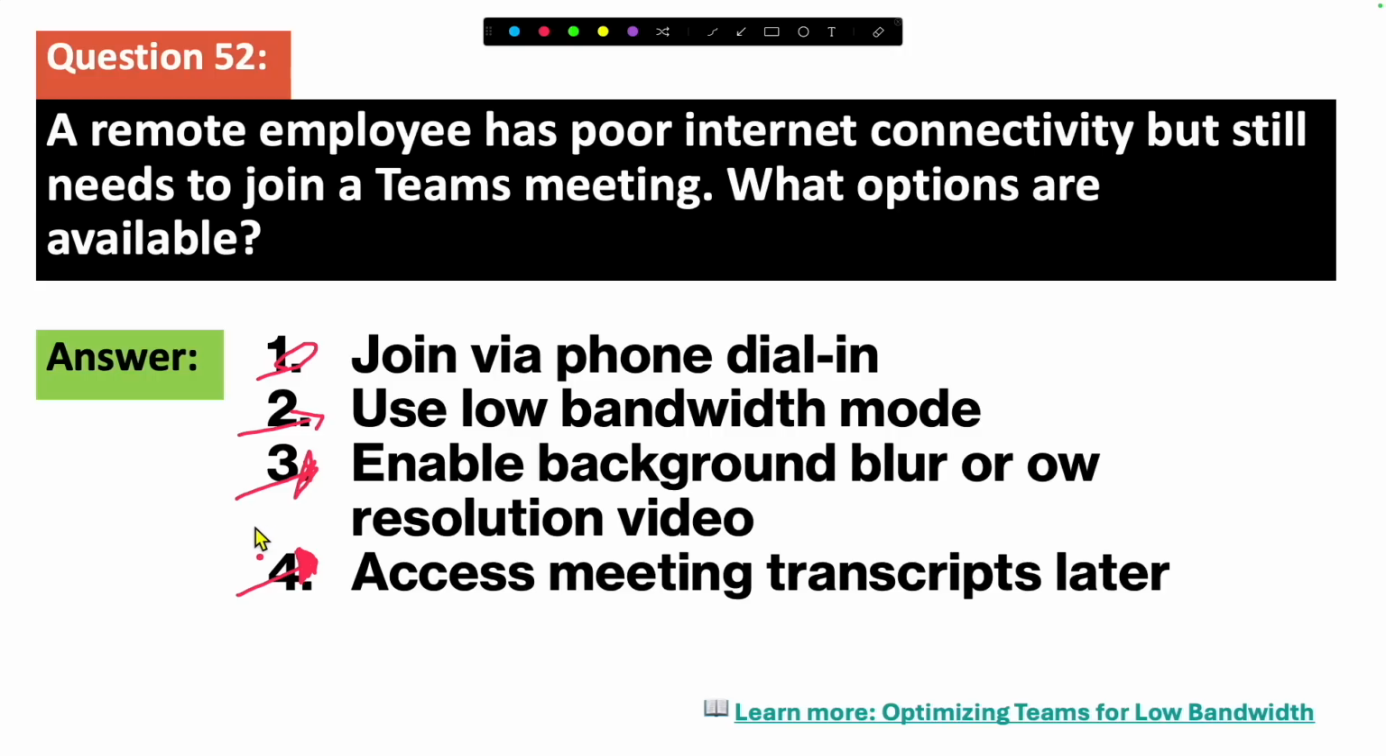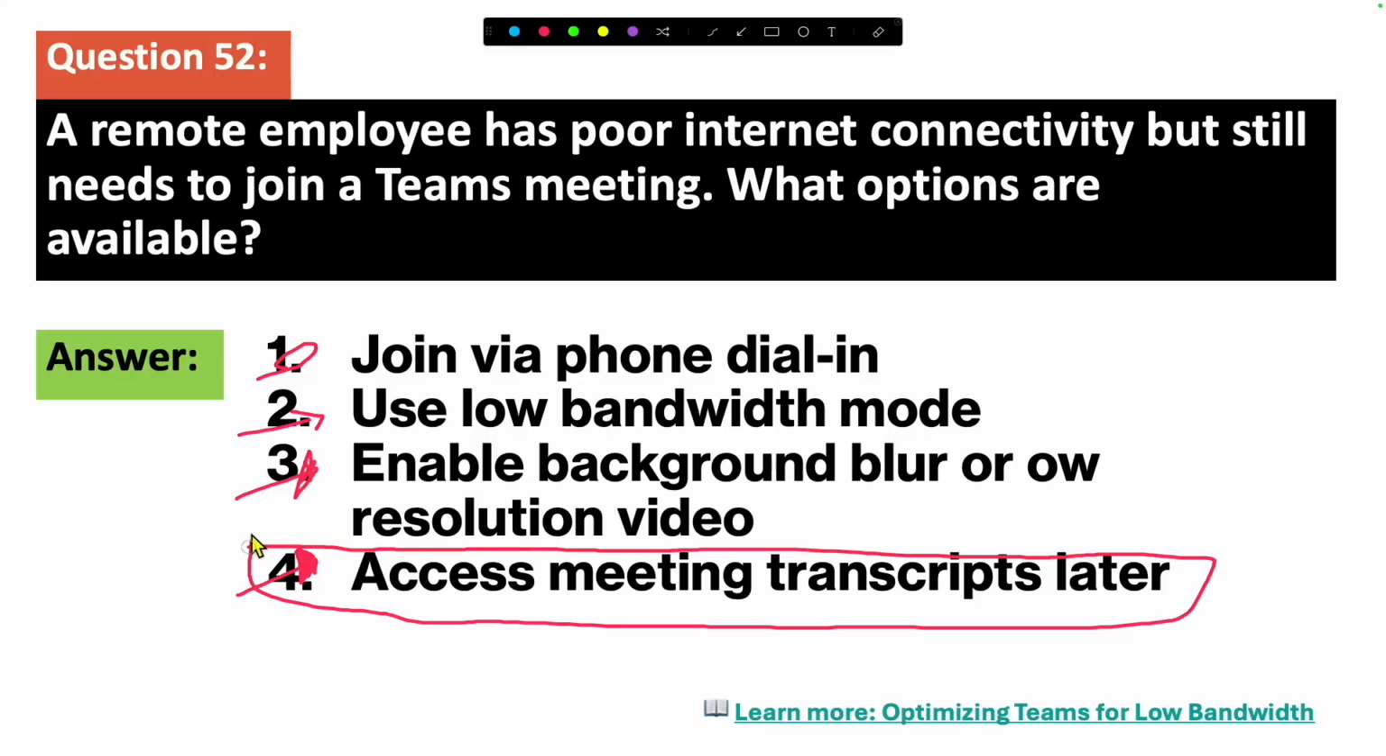If you have Copilot, it's even better. You can use the transcript to ask questions on top of it, to get reasoning over it, to ask intelligent questions, to know about all the conversation they had during the meeting. So that's how I would frame the answer, keeping all of these points in mind. Low bandwidth: you can join via dial-in, or use the low bandwidth mode, or enable background blur or low resolution video, or access the meeting transcripts later.